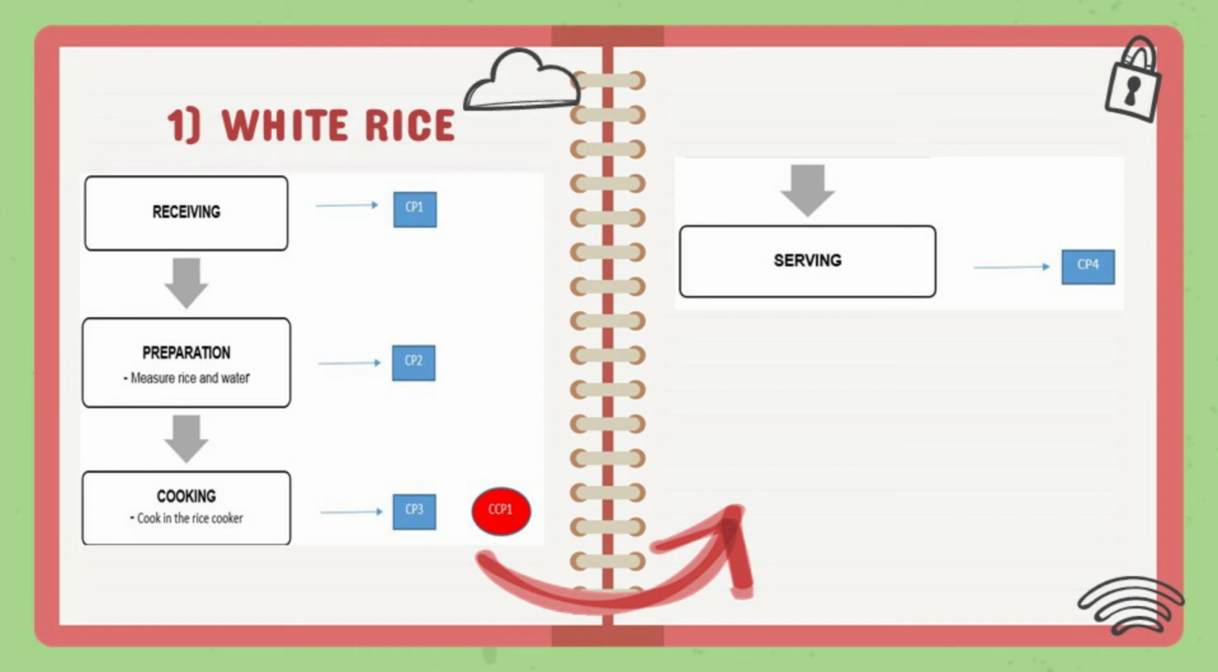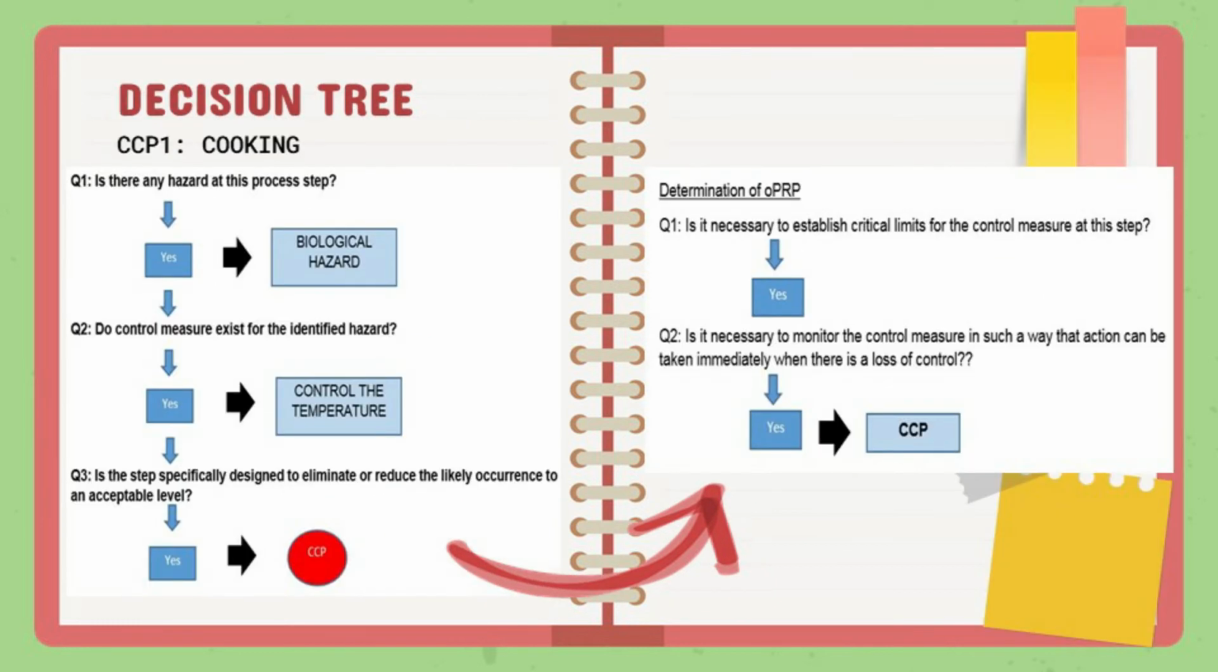So firstly, the food flow for white rice included receiving, preparation, cooking, and serving. Cooking has its own critical control point because it was influenced by the time and temperature. Based on the decision tree of cooking, the type of hazard that can occur during this process step is a biological hazard. While the control measure for the identified hazard is by controlling the temperature. The result for the determination of OPRP is still a CCP.